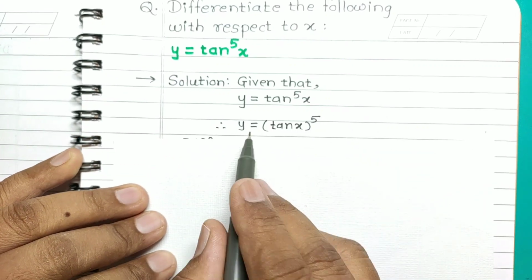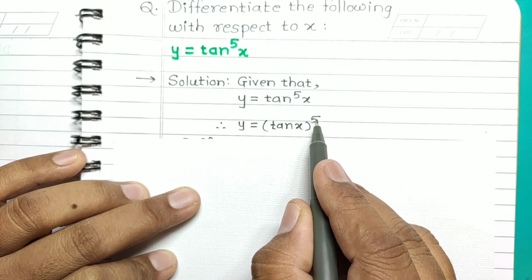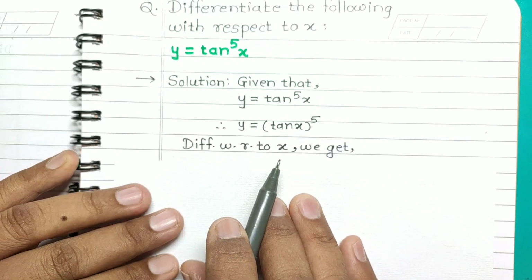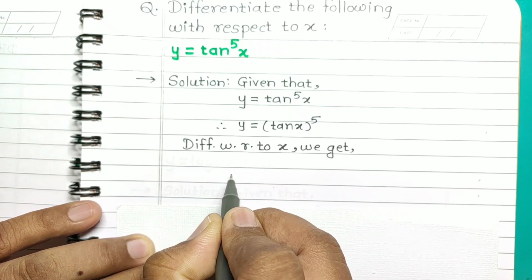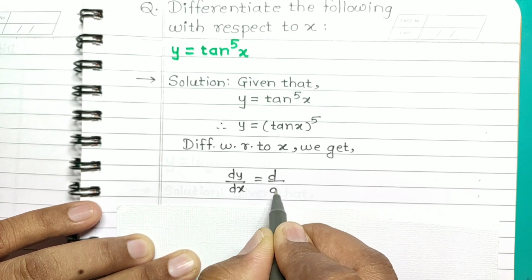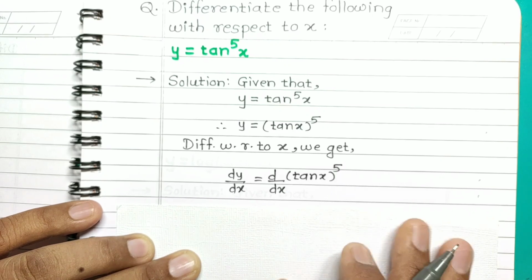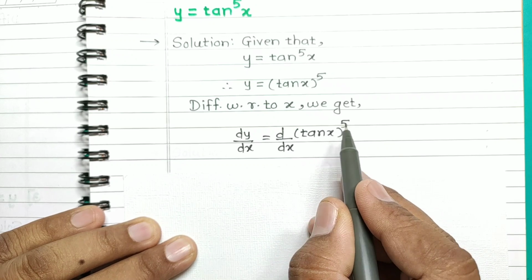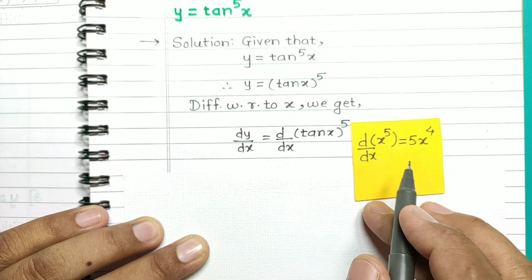Now to differentiate this function we are going to consider this as something raised to 5. We find it as a composite function. So differentiating with respect to x we get dy by dx is equal to d by dx of (tan x) raised to 5. Okay. So to differentiate this, treat it as something raised to 5. So it is like the standard form x raised to 5.